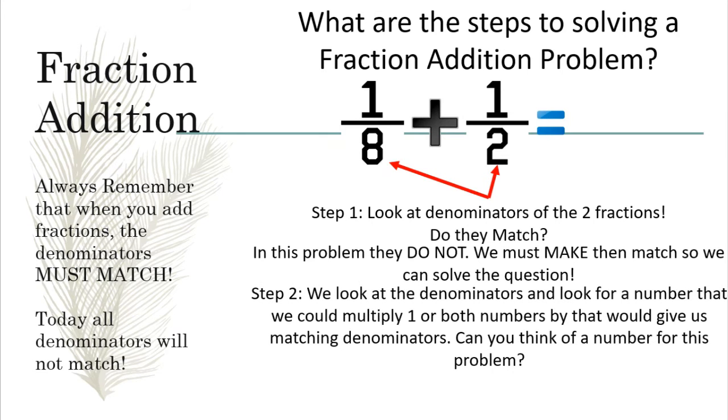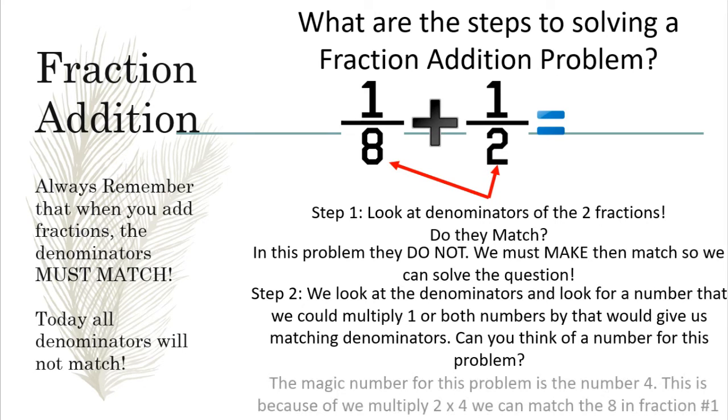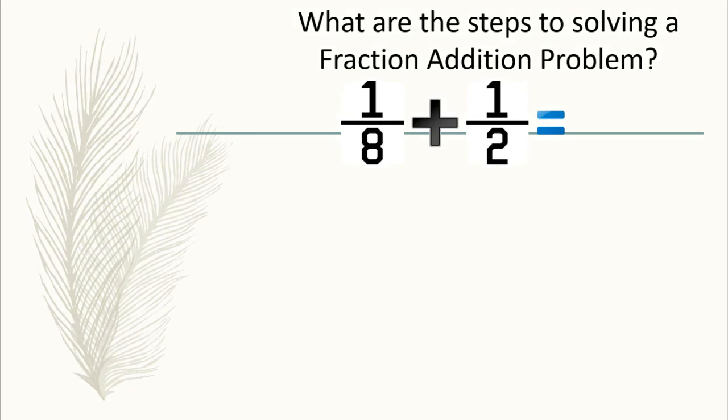So we look at the denominators and we look for a number that we could multiply one or both numbers by that could give us matching denominators. Can you think of a number for this problem? All right, so the magic number for this problem is the number 4. And this is because if we multiply 2 by 4, we can match the 8 in fraction number 1. Now, how do we do that? Well, let's take a look.